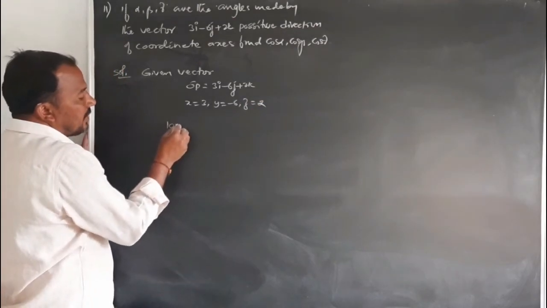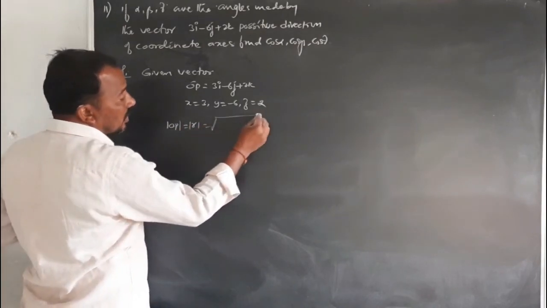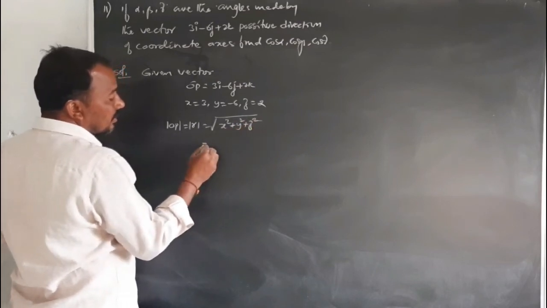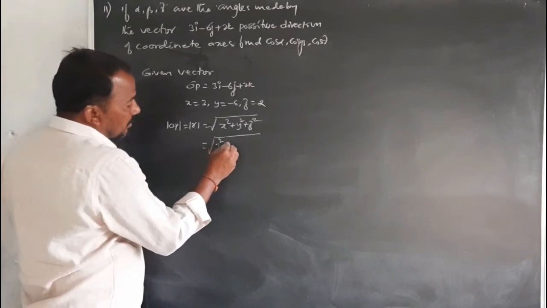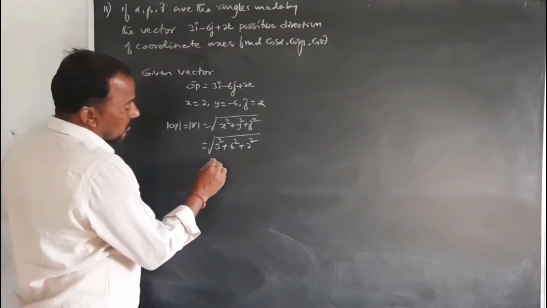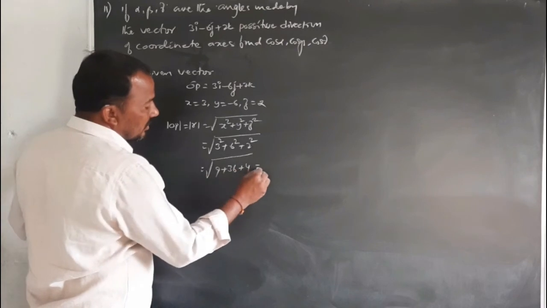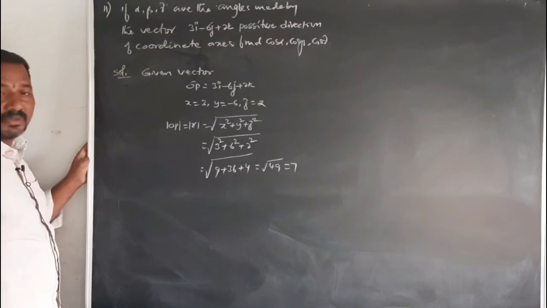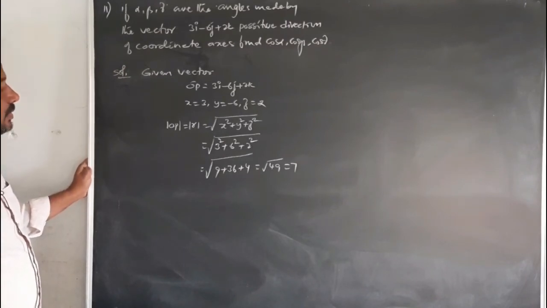Mod OP, find mod OP, that means R. Mod R equals under root of x square plus y square plus z square, under root of 3 square plus 6 square plus 2 square, that is 9 plus 36 plus 4 equals 49. Under root of 49 equals 7. So mod OP is 7.